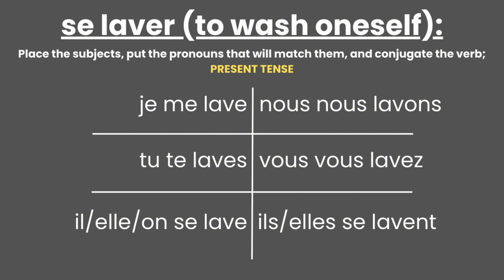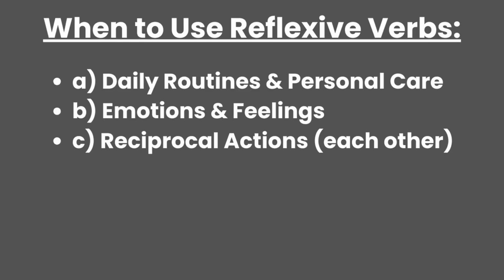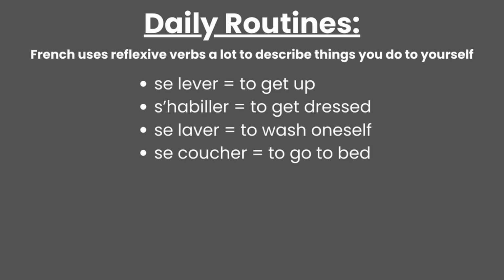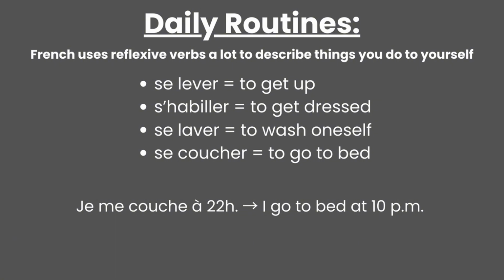Overall, this is how reflexive verbs work in French, so they're not that difficult to understand. However, there are three ways to use them in French: for daily routines and personal care, emotions and feelings, and reciprocal actions, which are done to each other. For daily routines, reflexive verbs are used a lot to describe things that are done to oneself, which explains why an action reflects back on a subject. Typically, such verbs are se lever, s'habiller, se laver, and se coucher. And we can say something like Je me couche à 10 heures. I go to bed at 10 p.m.